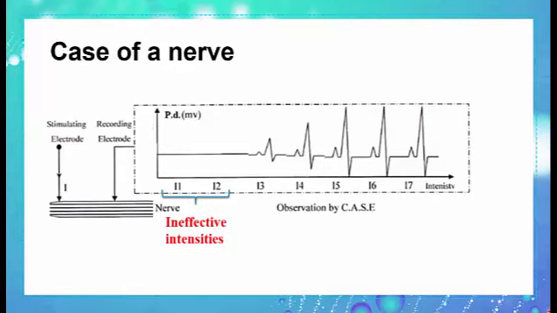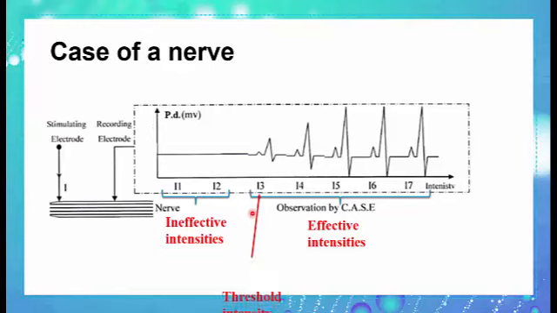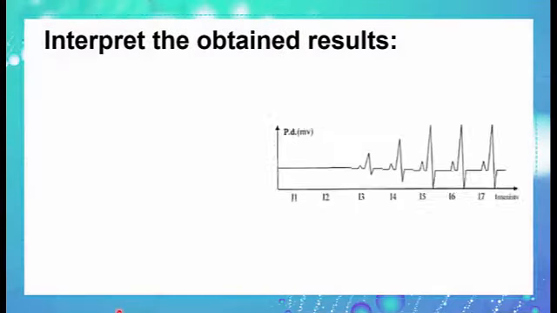I1 and I2 didn't give a response, so they are ineffective intensities. I3, 4, 5, 6 and 7 give a response, so they are effective intensities. From these 5 effective intensities, the first one is I3, which is called the threshold intensity, the first intensity that gave a response. We have to interpret the obtained results.